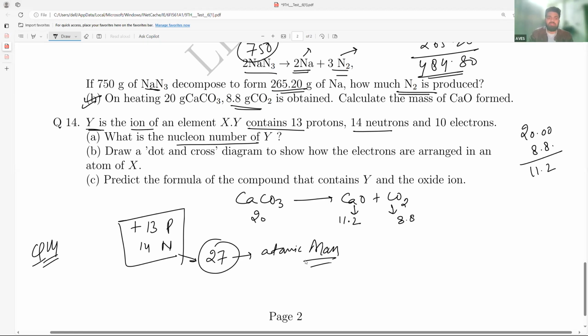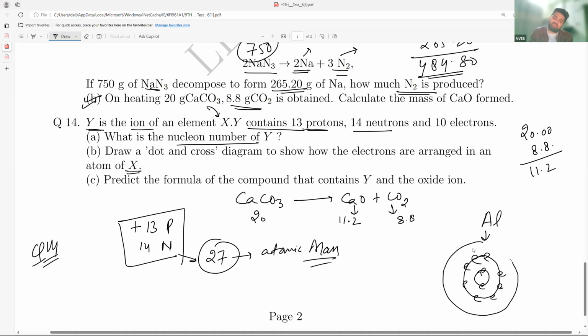Okay, draw a dot and cross diagram that shows the electron arrangement in an atom of element X. Now it is saying element X, not the ion. So it is going to have 13 protons, so it is going to have atomic number 13. So it is aluminium. The first shell is going to have 2 electrons. The second shell is going to have 8. And the third shell is going to have 3 electrons.